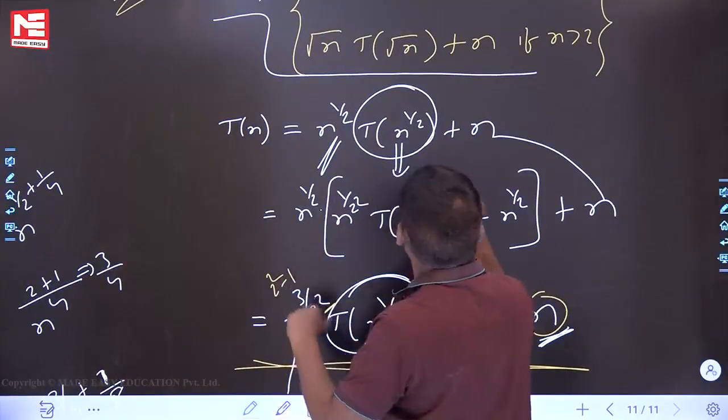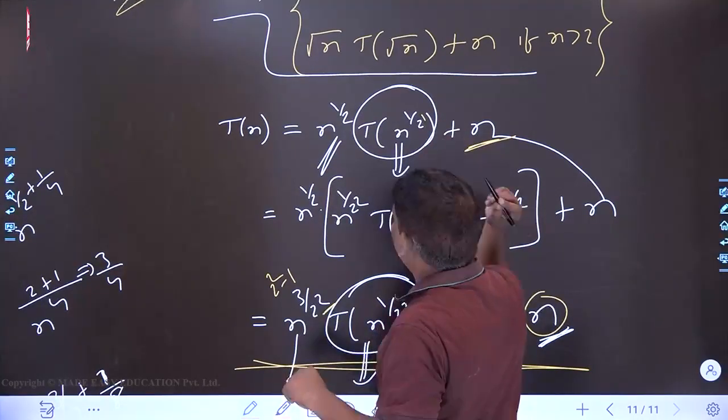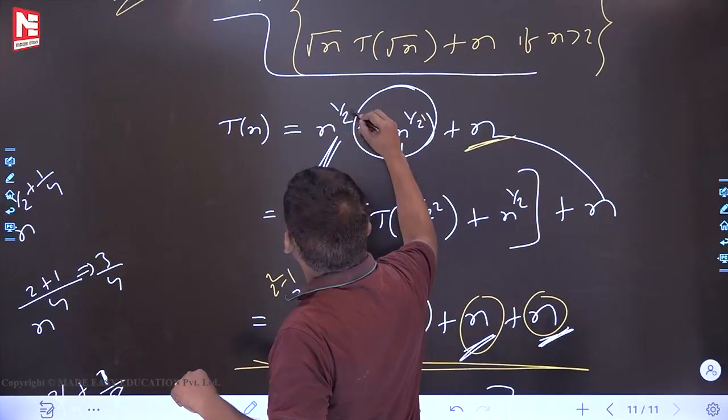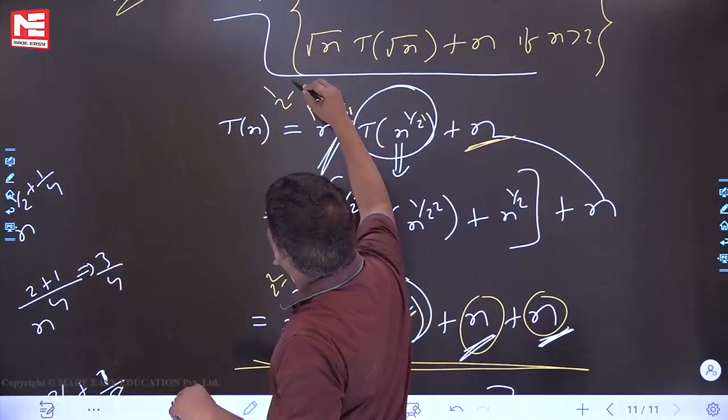Same, if you do 1 time, what is the answer? 1n. It is also n power 1 by 2 power 1. But how this 1 came? What is the answer? Same. 1 time you done 2 power 1 minus 1.